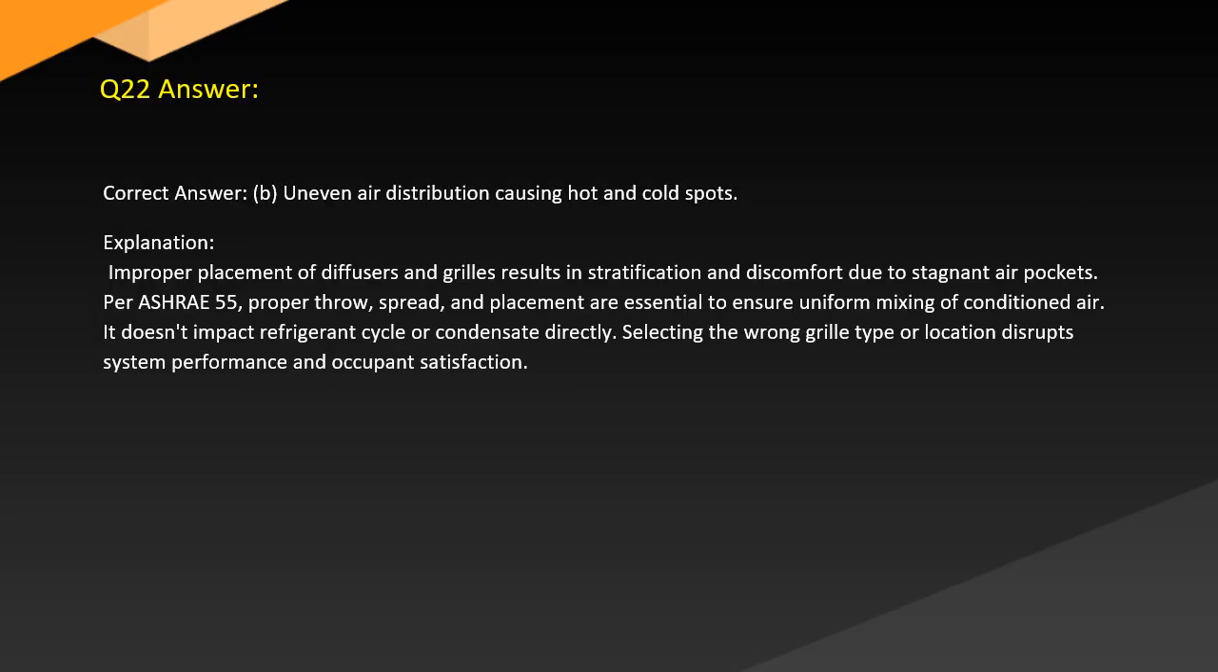Answer. Correct answer: B. Uneven air distribution causing hot and cold spots. Explanation. Improper placement of diffusers and grilles results in stratification and discomfort due to stagnant air pockets. Per ASHRAE 55, proper throw, spread, and placement are essential to ensure uniform mixing of conditioned air. It doesn't impact the refrigerant cycle or condensate directly. Selecting the wrong grille type or location disrupts system performance and occupant satisfaction.